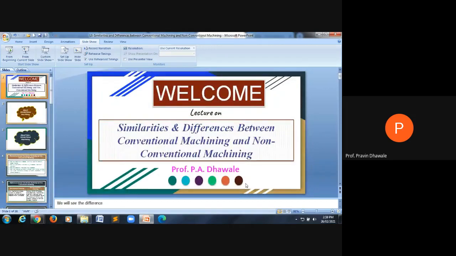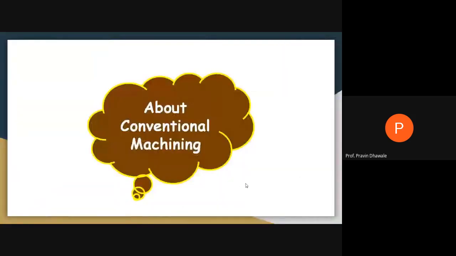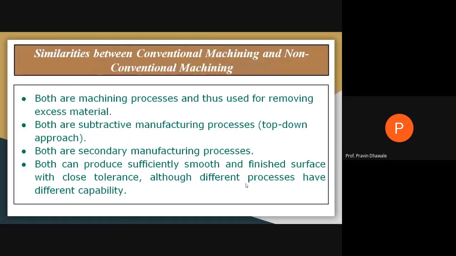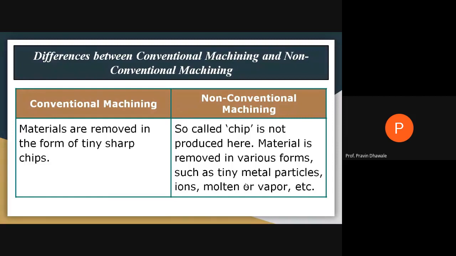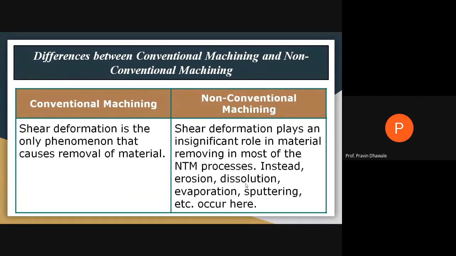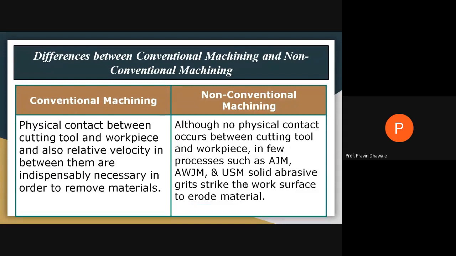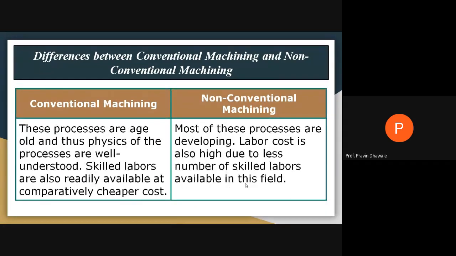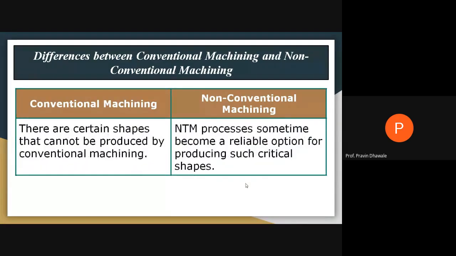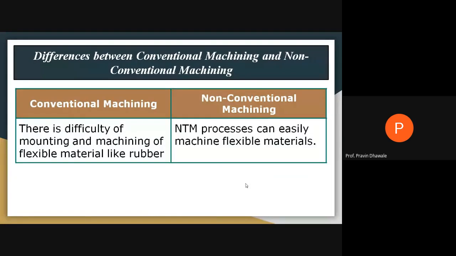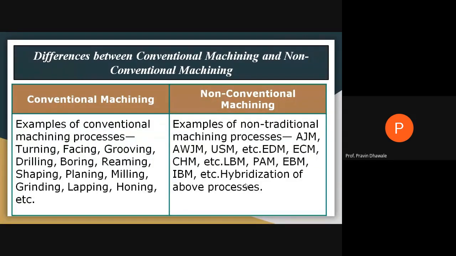Okay, let us take a recap. We dealt with what is conventional machining, what is non-conventional machining, and what are the points which show the similarities between conventional and non-conventional machining. Then we started with the differentiating points. This is the first point, second, third, fourth, fifth, sixth, seventh, eighth, ninth, 10, 11. Means near about 11 to 12.